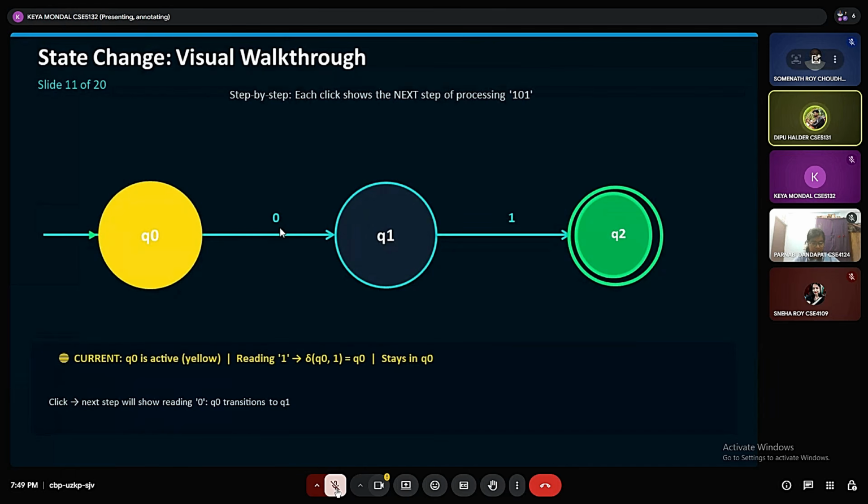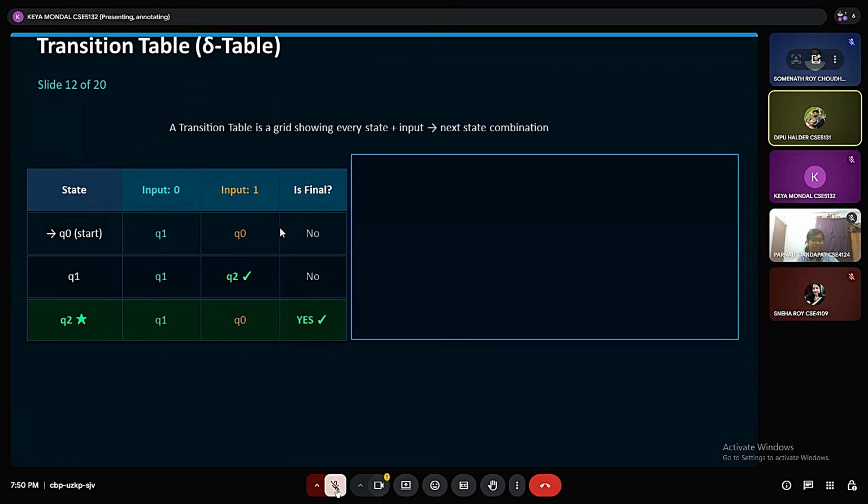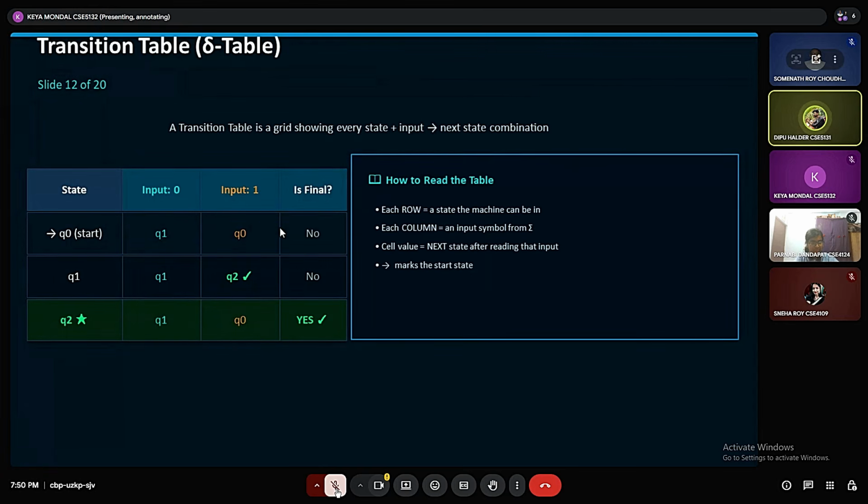According to our instruction rule, delta of Q0, the start state, with input 1. Think of it like a lookup chart. Each row is a state and each column is an input symbol. The value in each cell tells us: if I am in this state and I read this input, where do I go?